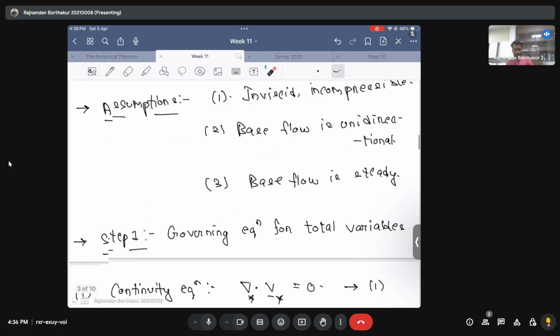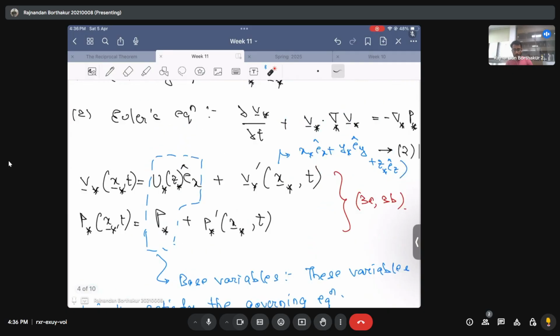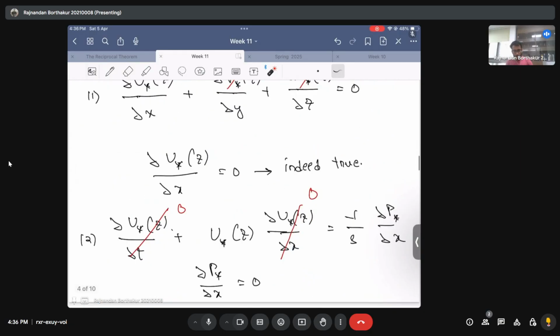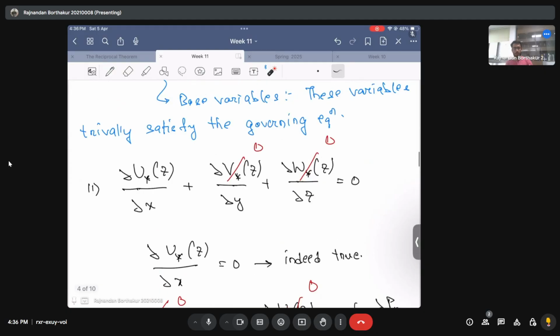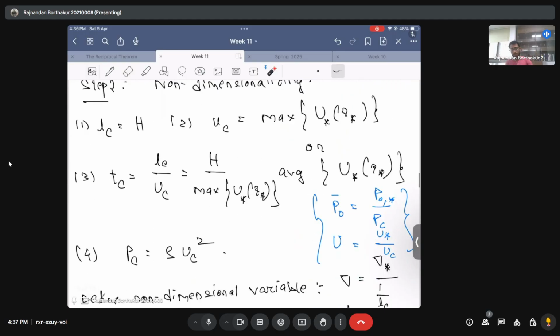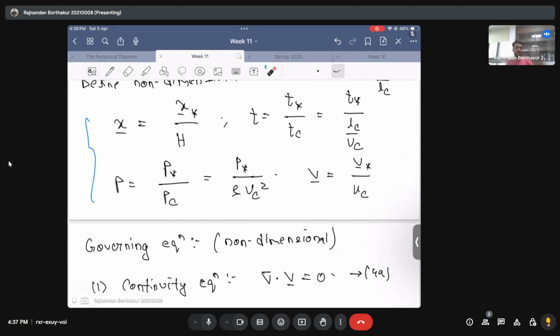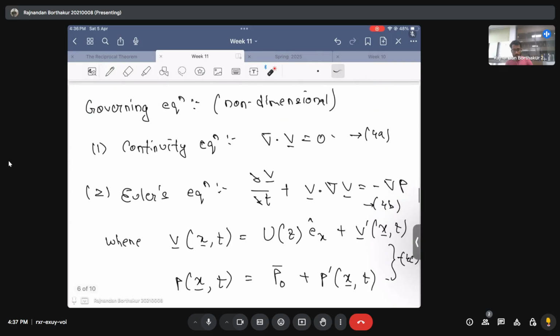And then we wrote the governing equations for the aggregate variable dimensionally. Then we said that the aggregate variables can be written as a sum of the base variables plus the perturbations. And then we non-dimensionalize. We also saw that the base variables trivially satisfy the governing equations, meaning that we choose some non-dimensional characteristic scales to first non-dimensionalize the given equations that the aggregate variable satisfies, to get the non-dimensional equations, which are given by equations 4a and 4b.